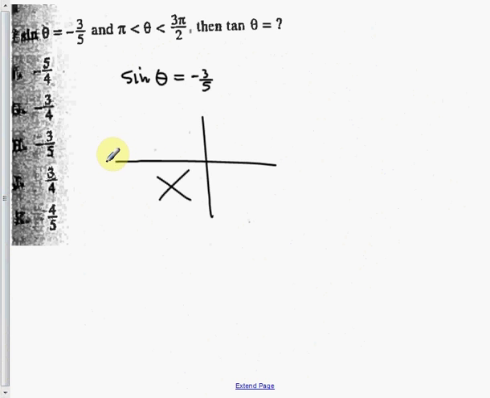So here is pi over 2, 0, and then 3 pi over 2. So we're in this third quadrant.